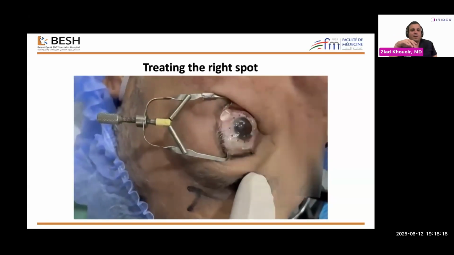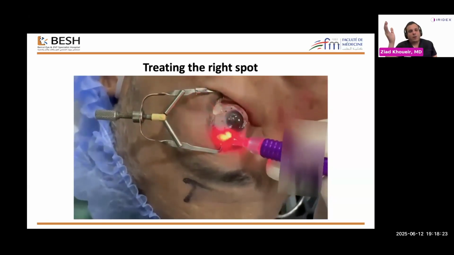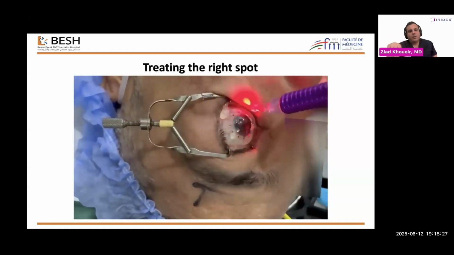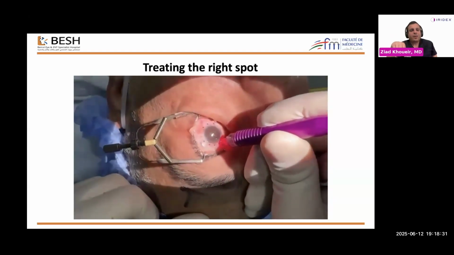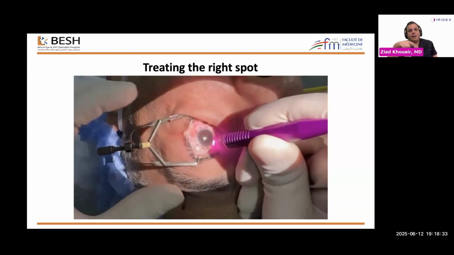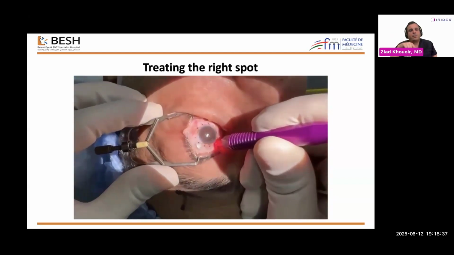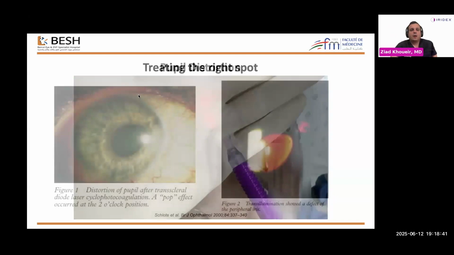And then after I've done that, I apply a coupling agent on the eye. I'm going to talk about this later on. And I spread the coupling agent using the tip of my G probe. And then I apply the laser burn. You can see the marking that I did for transillumination. I apply the laser burns using a slow coagulation approach.